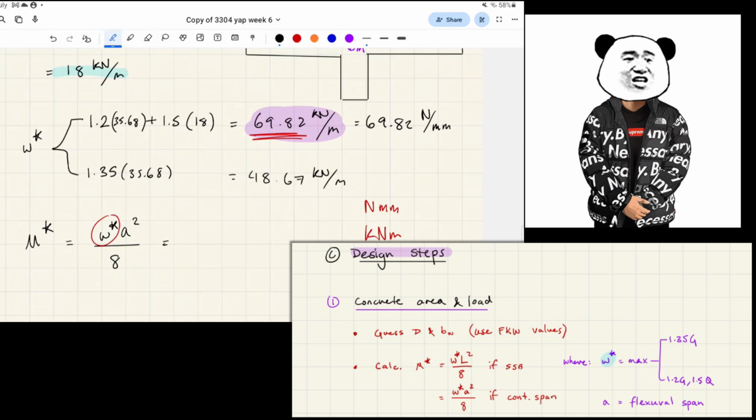Okay. W star at least. So then 69.82, and we're using the flexural. Is that what you said? Yes. So 8 meters.